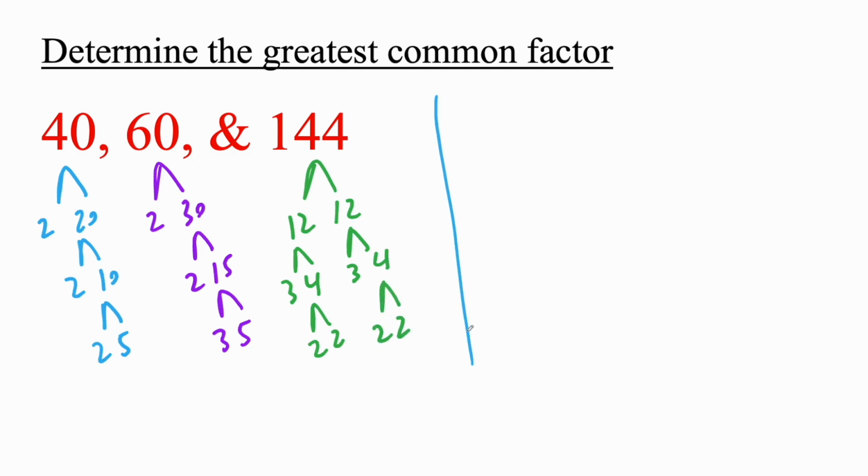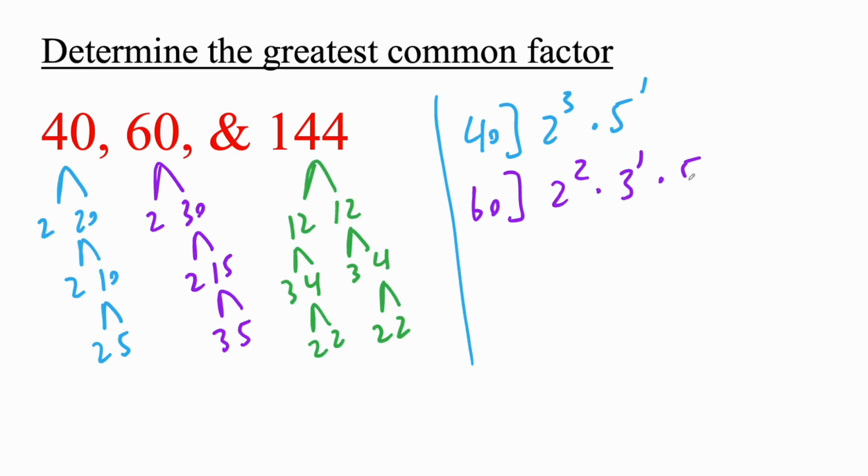And so let's write it out. So 40, it gave us 2 raised to 3 times 5 raised to 1. And 60, it gave us 2 raised to 2 times 3 raised to 1 times 5 raised to 1. And 144, it gave us, we got 1, 2, 3, 4. We got 4 2's, so 2 raised to 4 times 3 raised to 2.